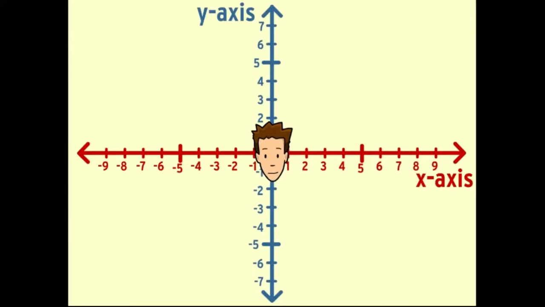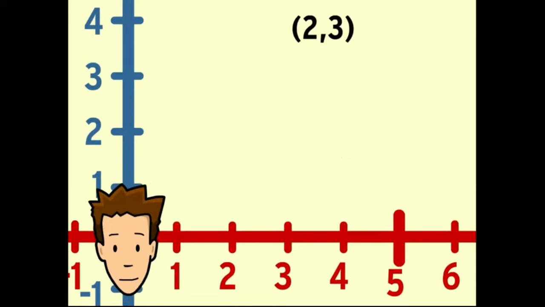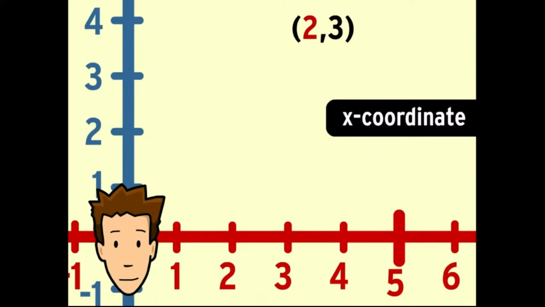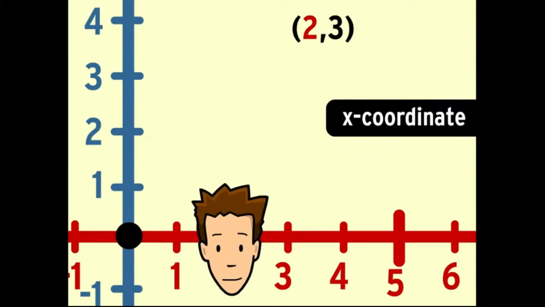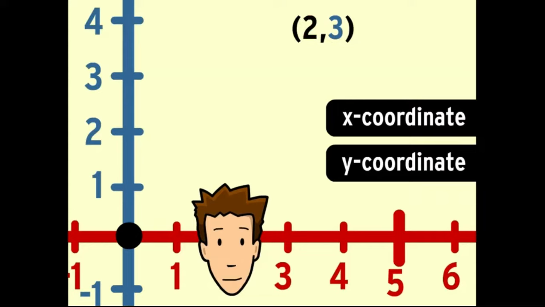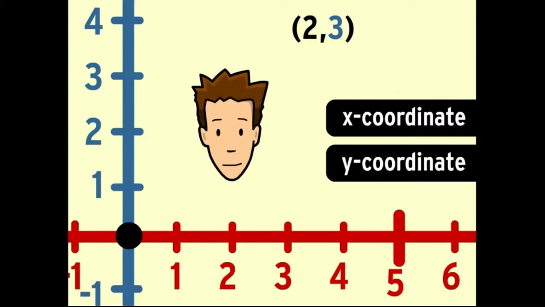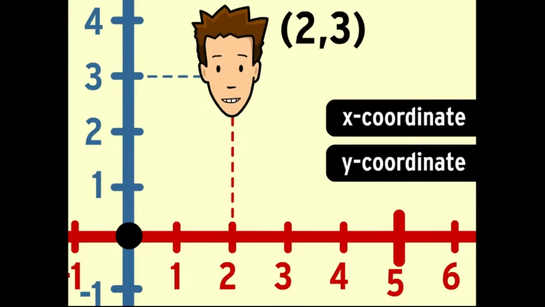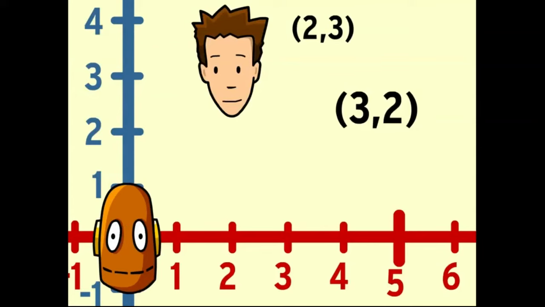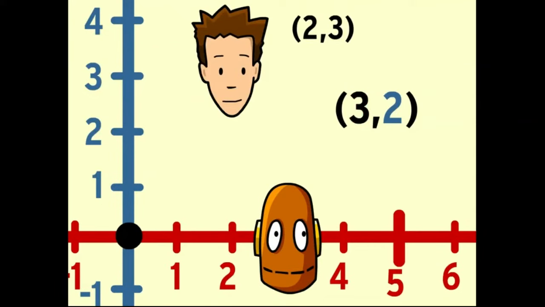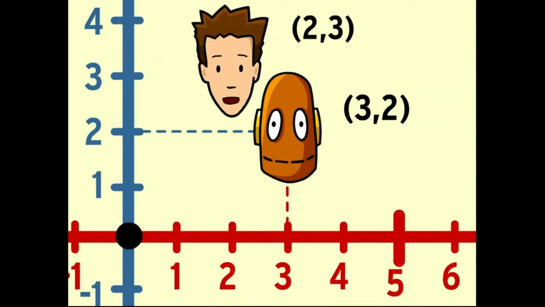So, to find the point described by the ordered pair 2, 3, you'd start by looking at the first number, the x-coordinate. It tells you to go 2 units to the right. Next, you look at the second number, the y-coordinate, which tells you to go 3 units up. Now I'm at the point 2, 3. But if you were finding the point described by the ordered pair 3, 2, you start out by going 3 units to the right and then 2 units up. We're in totally different places.